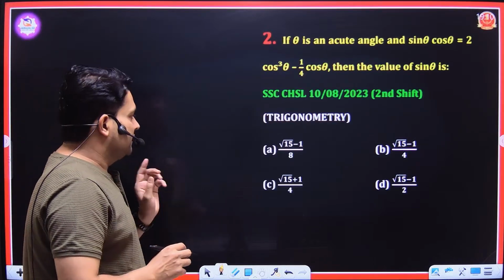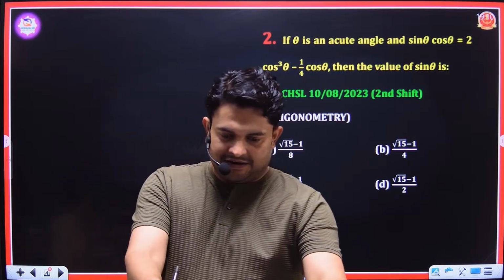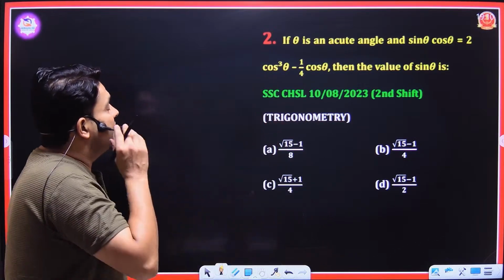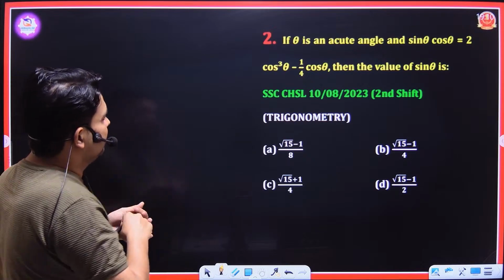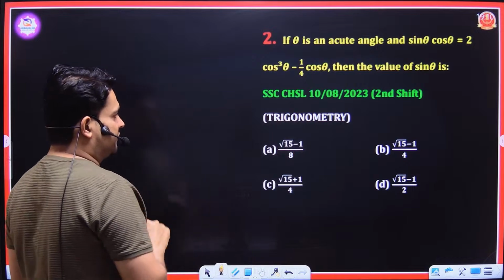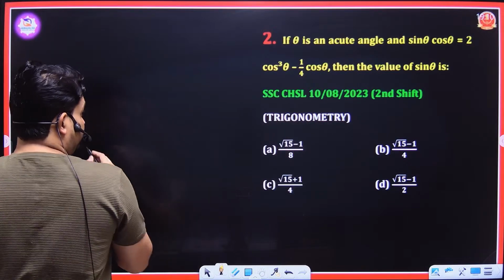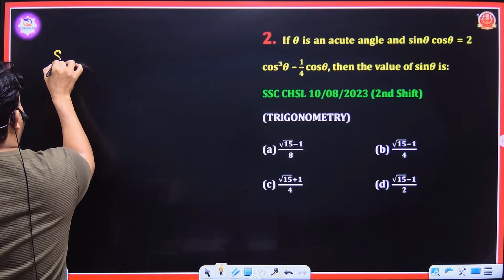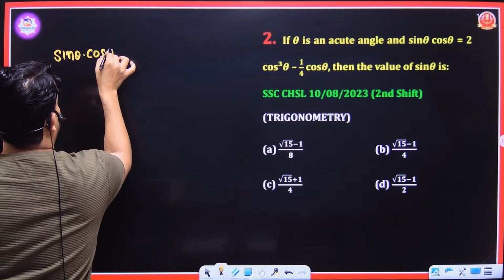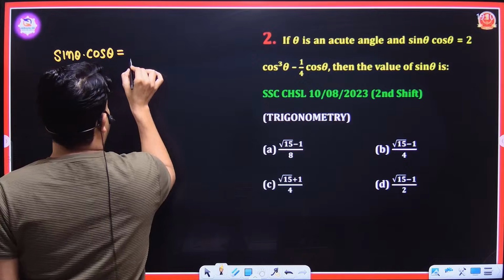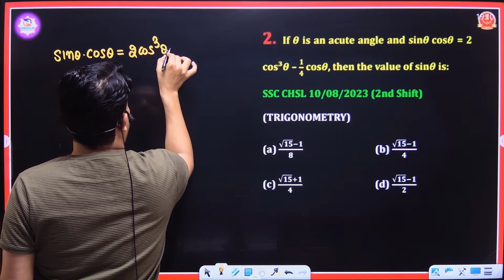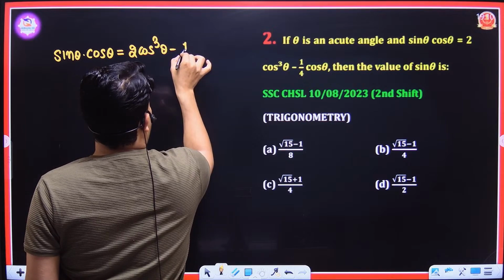Question number 2. Question number 2 is of trigonometry, and this one is the most typical question that SSC has asked in trigonometry. That was asked in CHSL 10th of August 2023 second shift. See what we have. We have sine theta into cos theta is equal to twice of cos cube theta minus 1 by 4 cos theta.